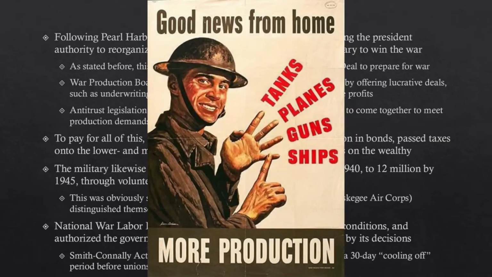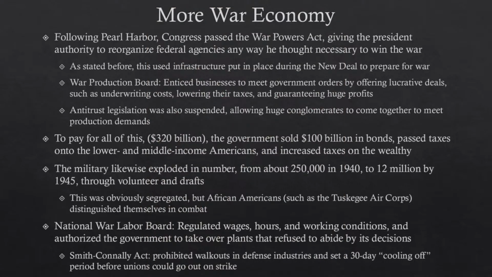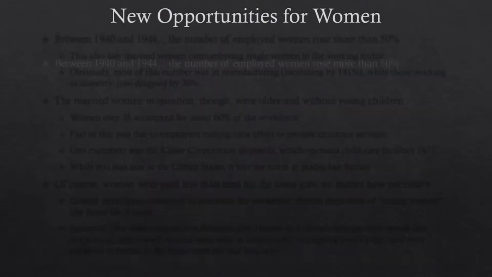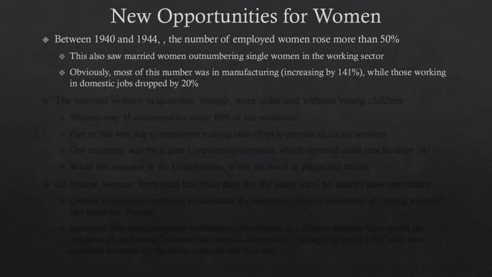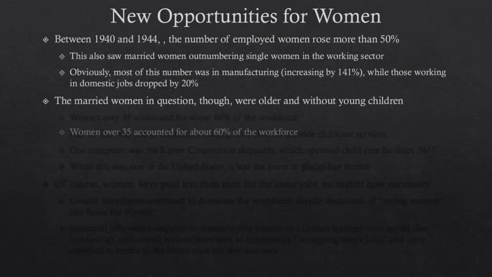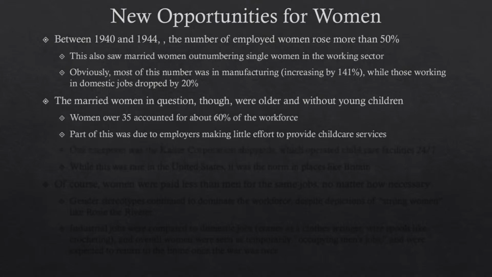Give them stuff to fight with. People working nights. Employed women rose more than 50%. Married women outnumbered single women in the working sector. This was largely because they were older and without young children, so they were about 60% of the workforce. Part of this was because there wasn't any kind of child care facilities. You couldn't just drop your kid off at daycare and then go to work.